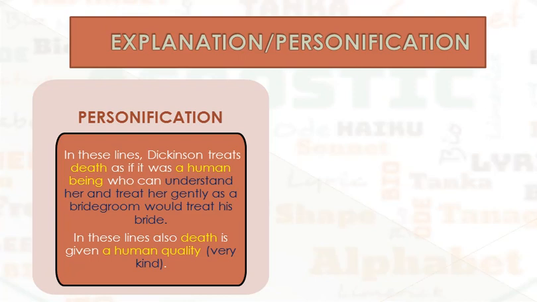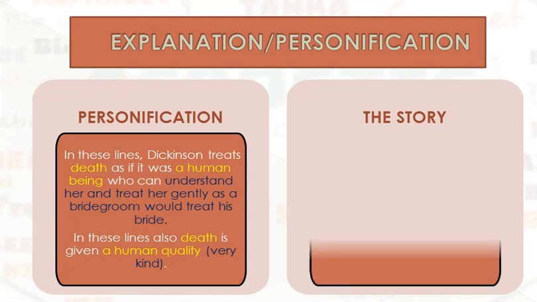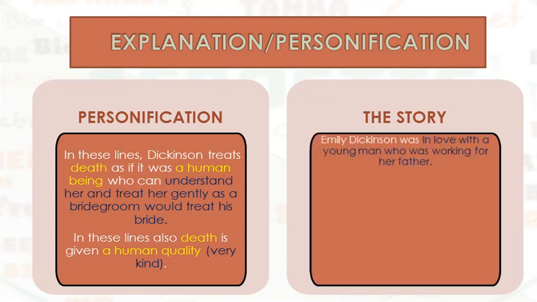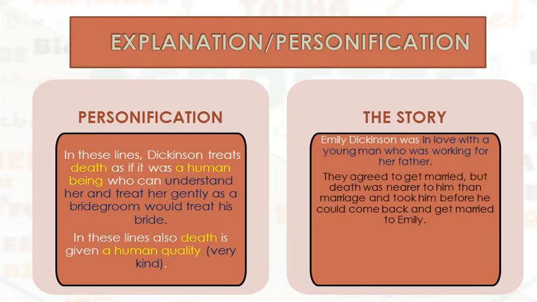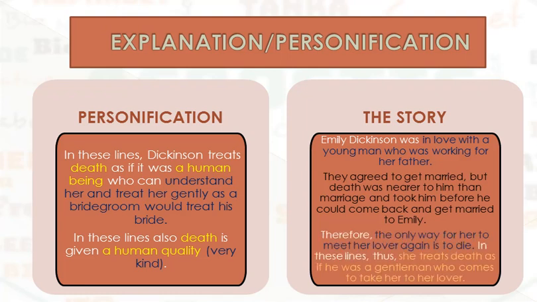The story: Emily Dickinson was in love with a young man who was working for her father. They agreed to get married, but death was nearer to him than marriage and took him before he could come back and get married to Emily. Therefore, the only way for her to meet her lover again is to die.